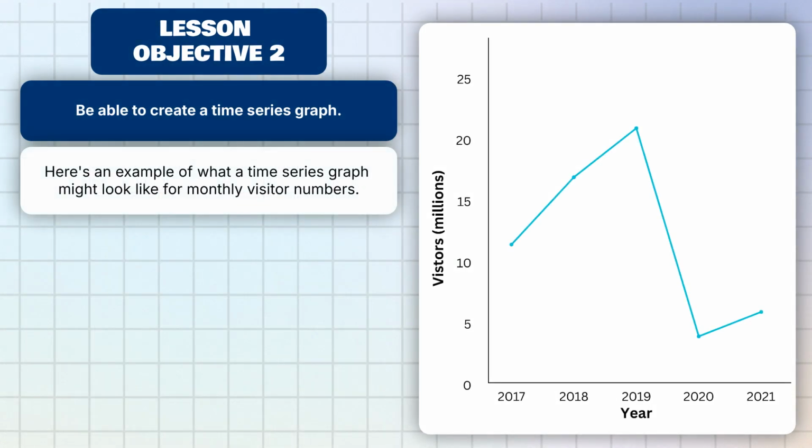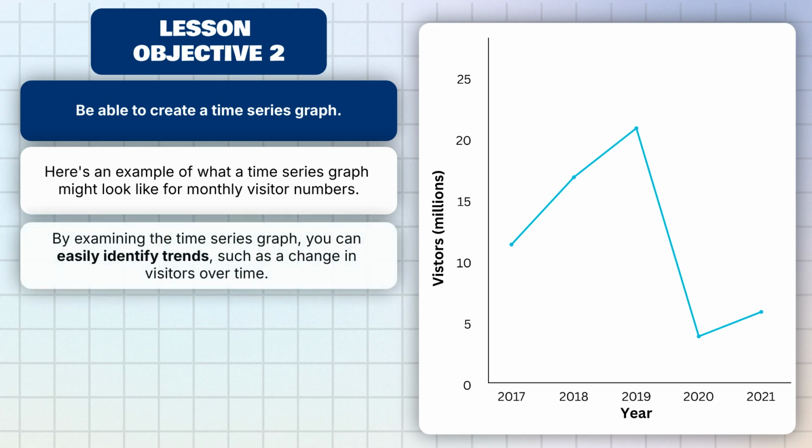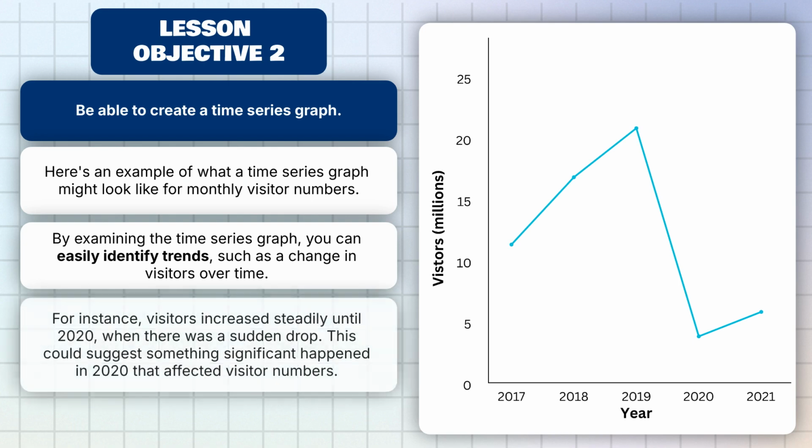Here's an example of what a time series graph might look like for monthly visitor numbers. By examining the time series graph, you can easily identify trends such as an increase or decrease in visitors over time. For instance, you might notice that visitors increased steadily until 2020 when there was a sudden drop. This drop could suggest something significant happened in 2020 that affected visitor numbers.